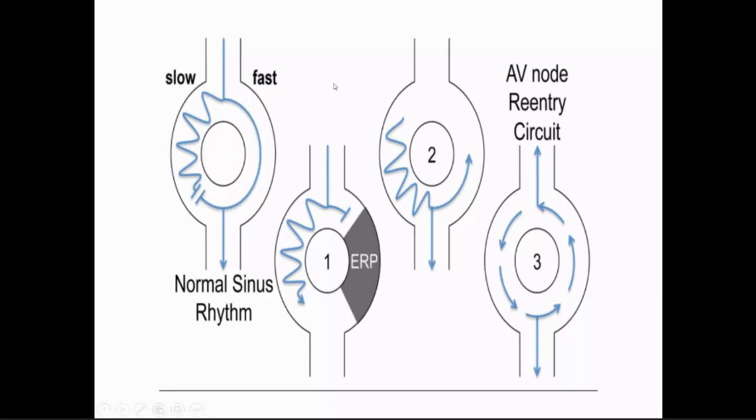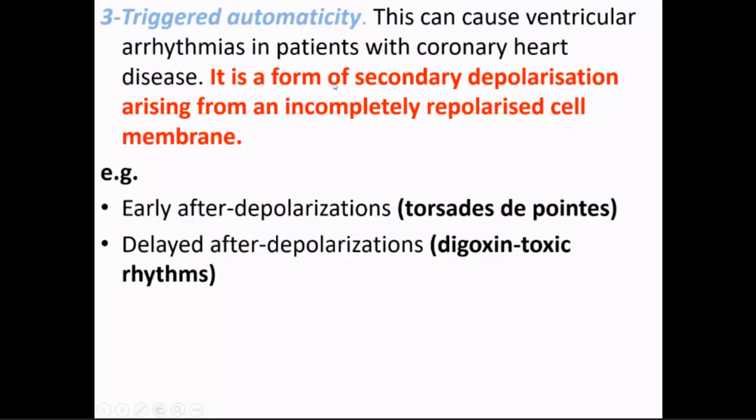الري انتري سيركت. Triggered automaticity is a third mechanism. This can cause ventricular arrhythmias in patients with coronary artery disease. هذا for example. It is a form of secondary depolarization arising from an incompletely repolarized cell membrane.